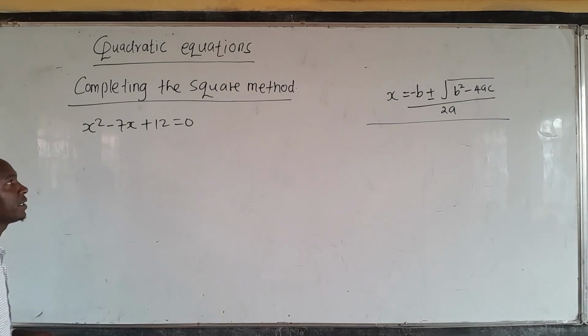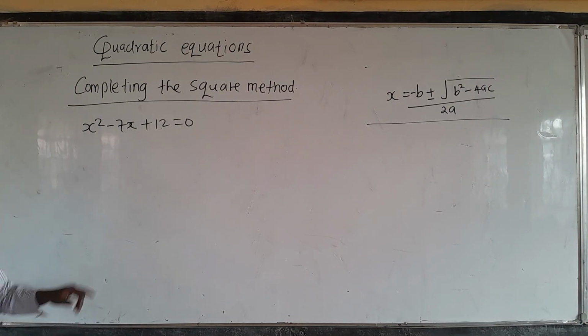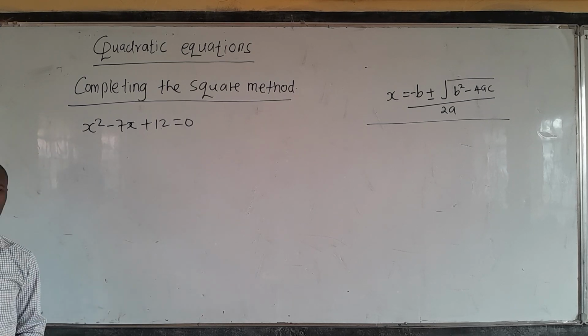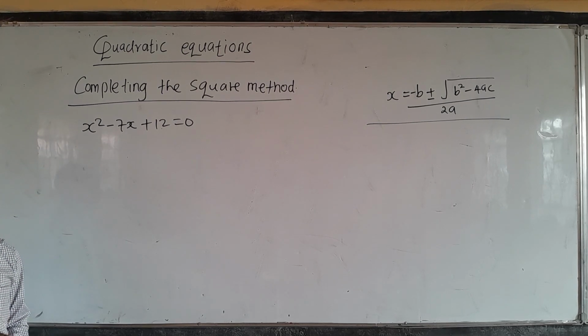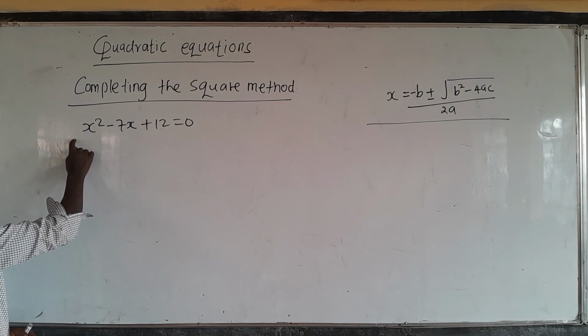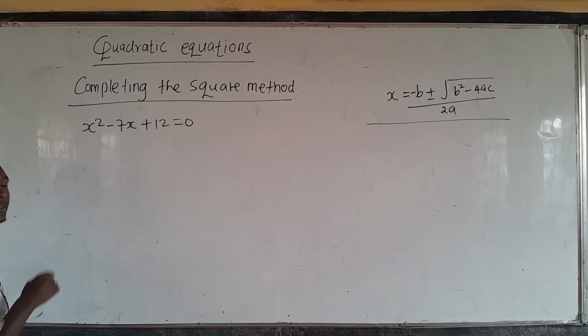The first thing we should make sure is that the coefficient of x squared is 1. If it is not 1, then you have to make it 1. For example, if you have been given 5, you have to divide throughout by 5 to make sure the coefficient of x squared is 1. And therefore, since it is 1, you can proceed to the next step.